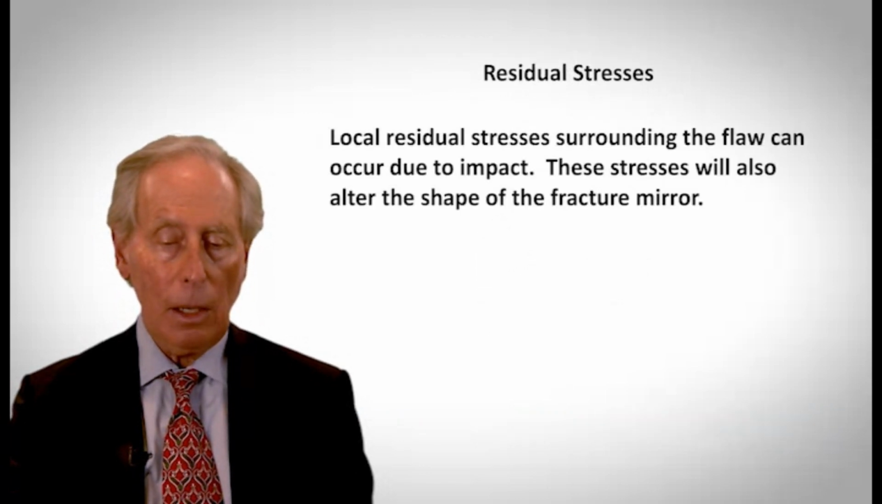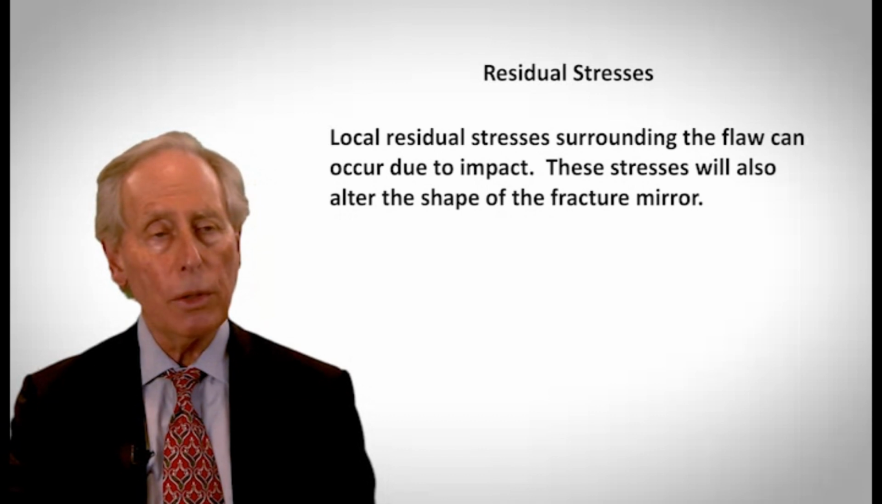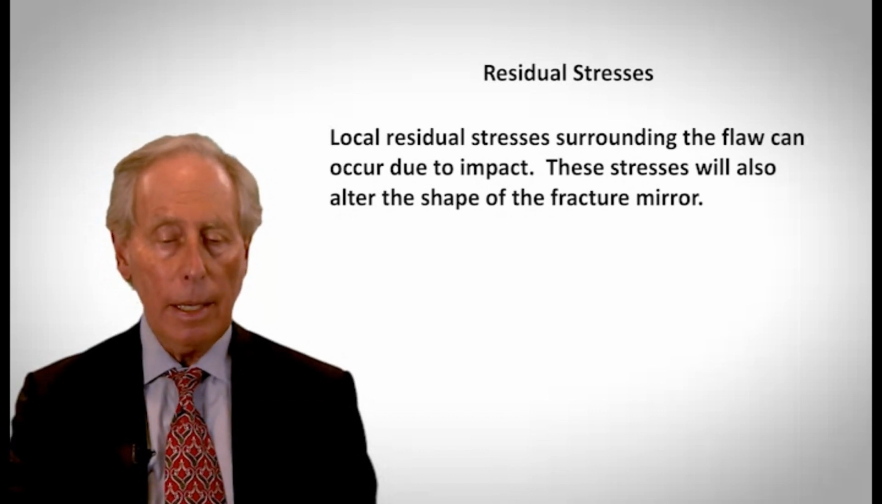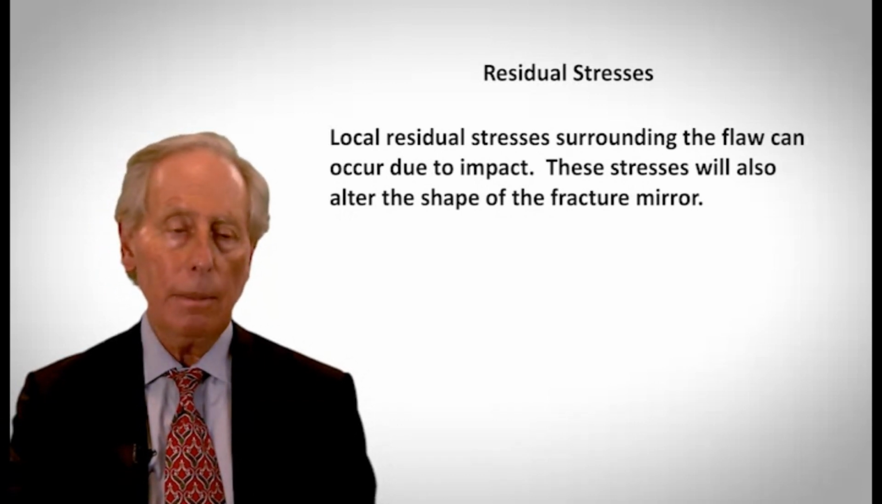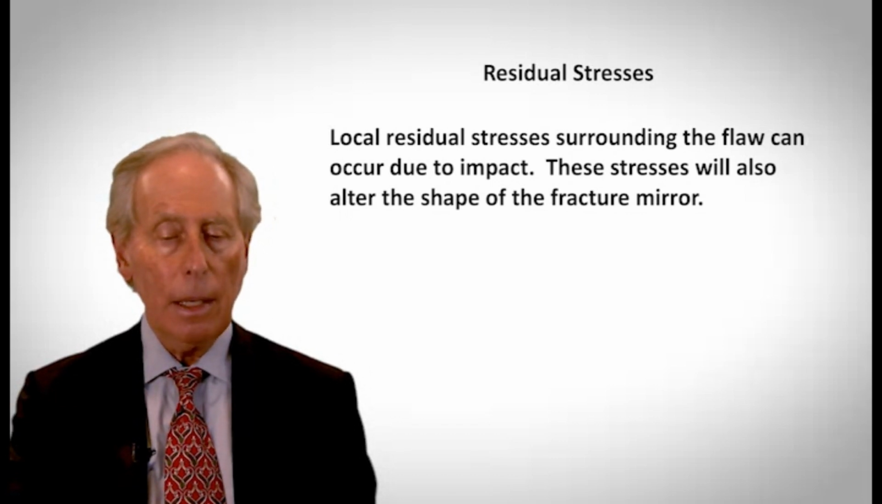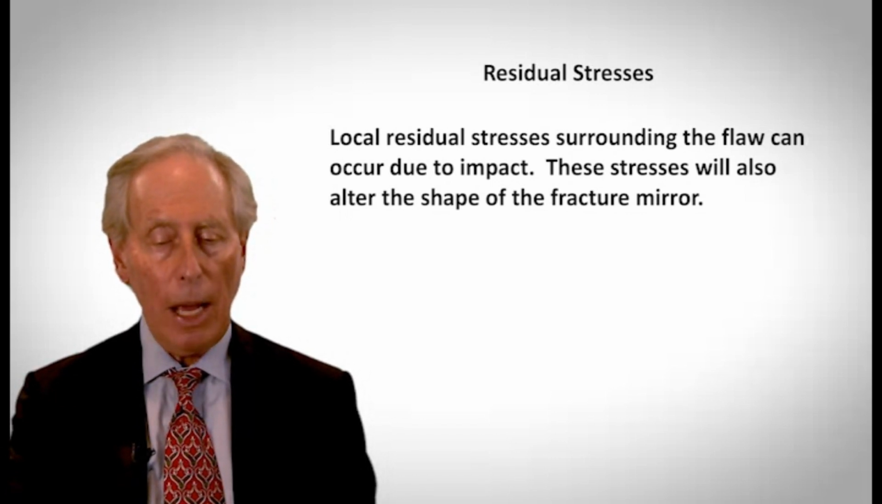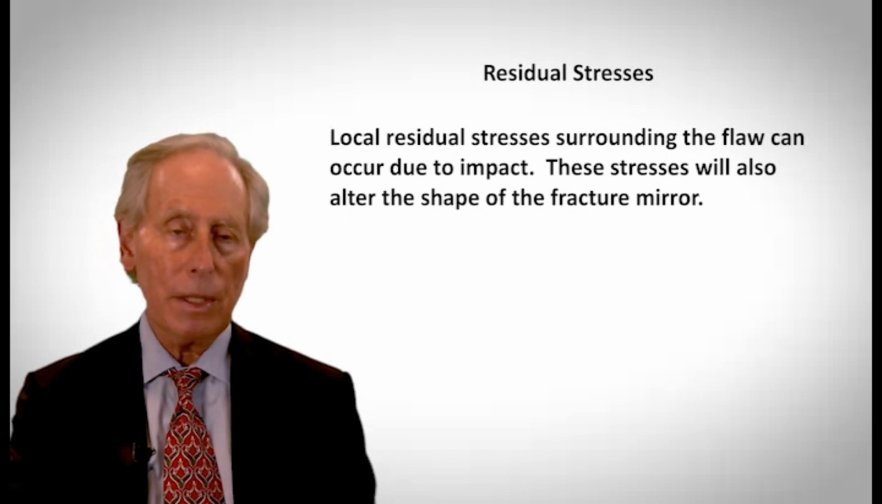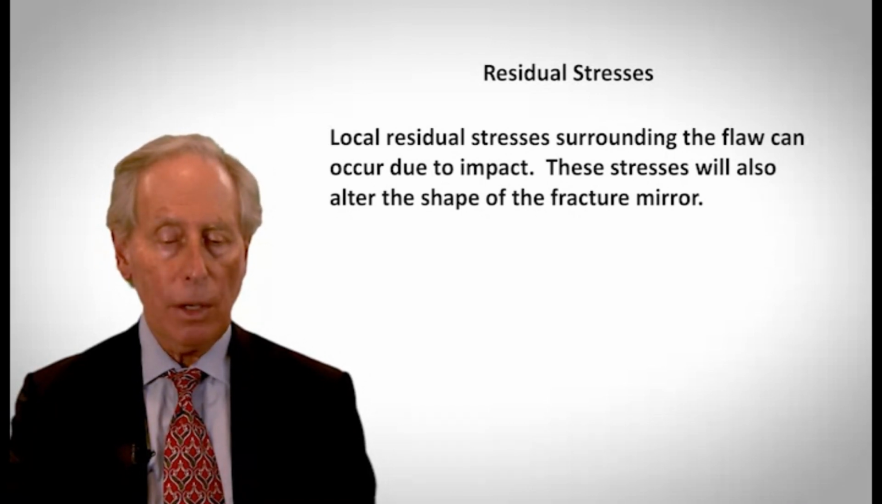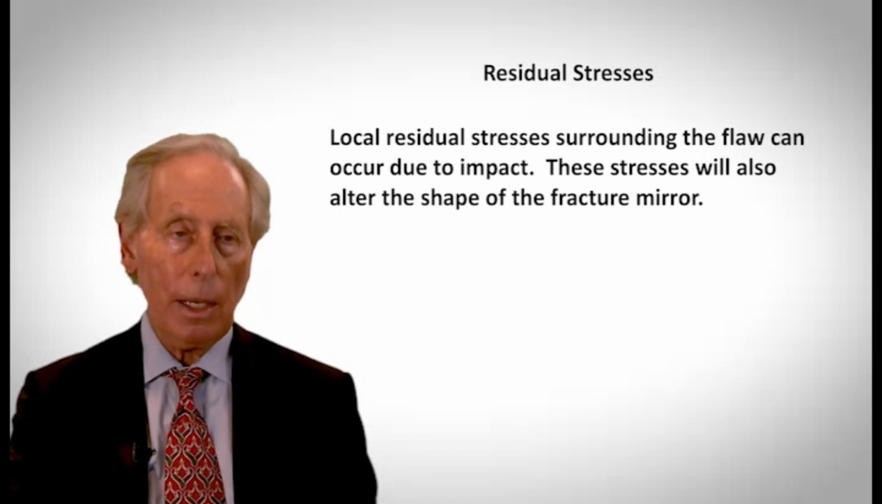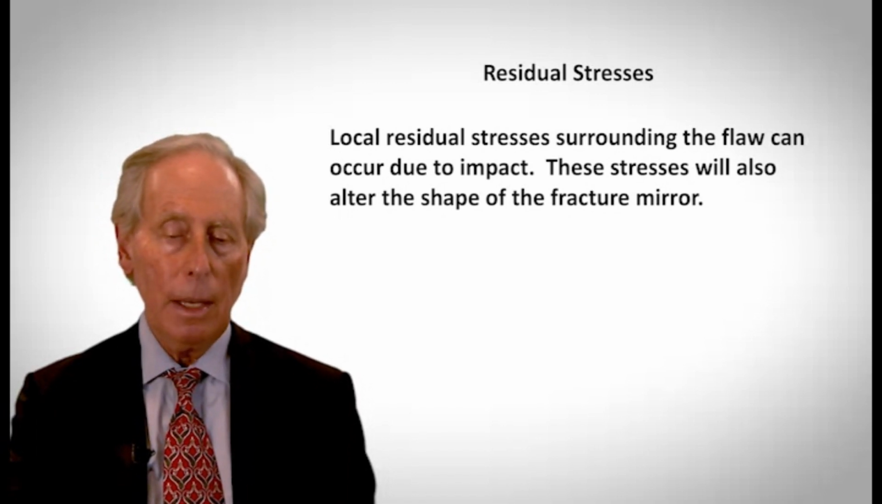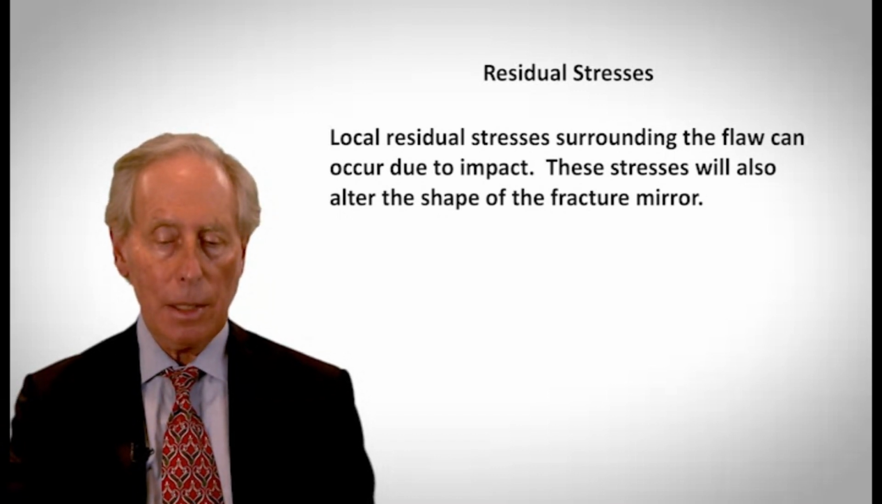I should point out also that residual stresses local to the initiating flaw can cause changes in the fractographic analysis. They will change the shape of the fracture mirror, so it can go from semi-elliptical in one direction to almost semicircular or vice versa, and will change the mirror constant as well. So you have to be aware that these so-called local residual stresses affect the fractographic analysis in a different way than the macroscopic residual stresses I just mentioned.